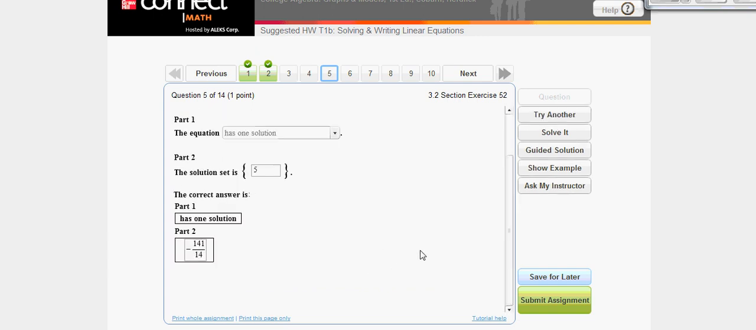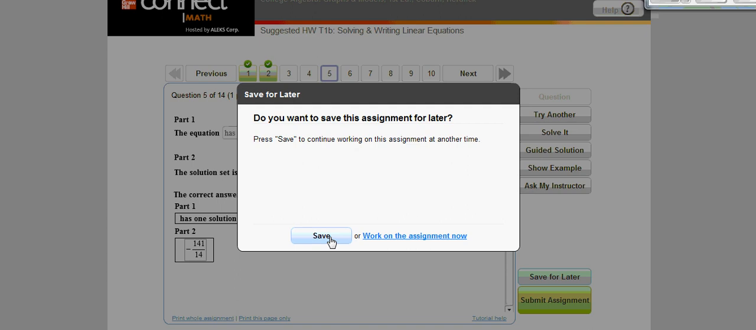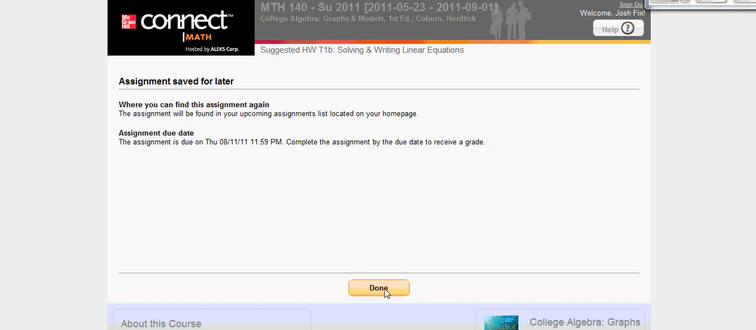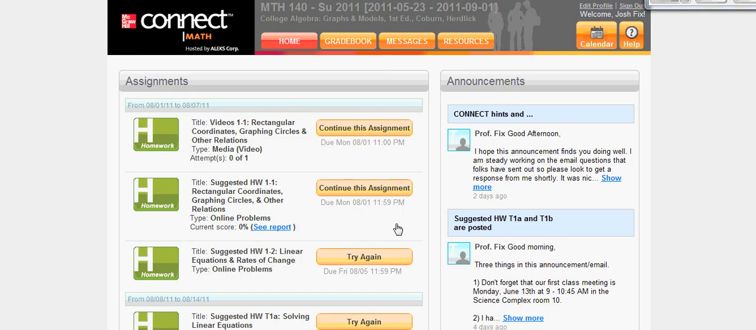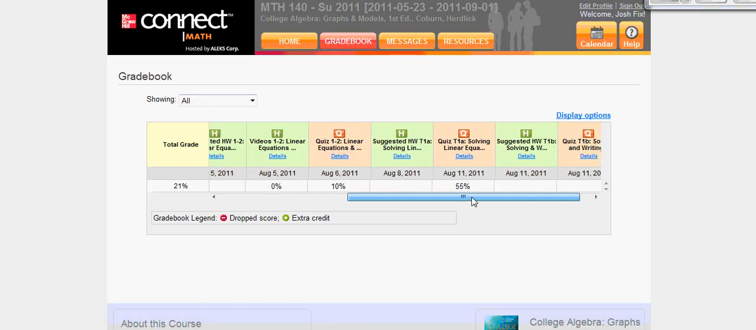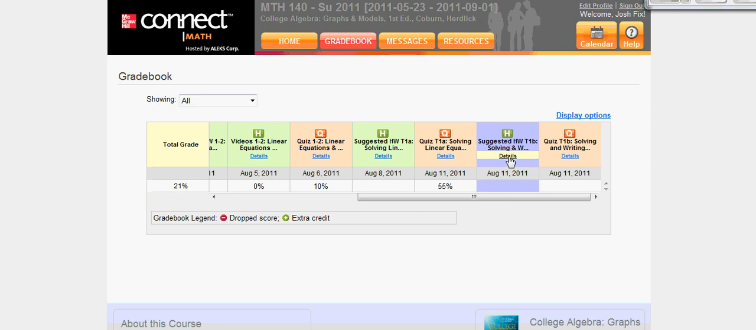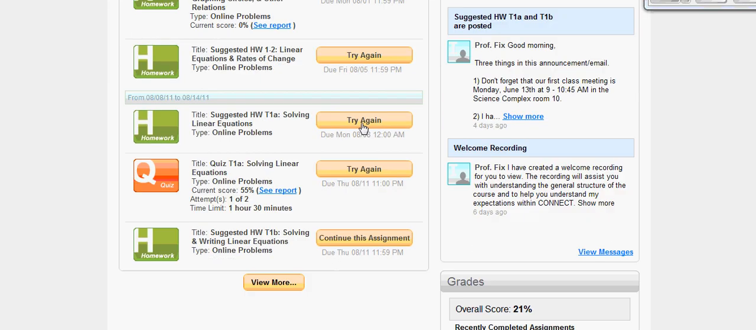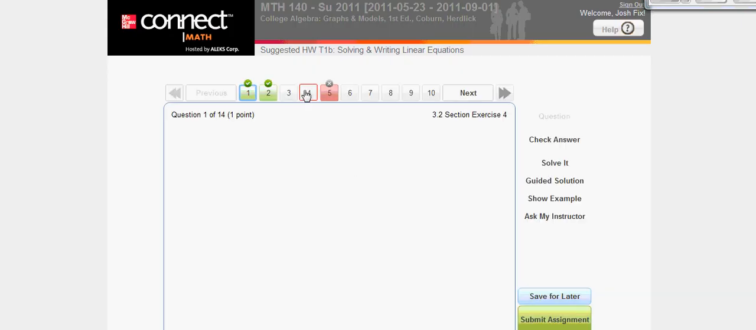Okay, so now what I want you to see is that when I click, I can either save the assignment for later. But if I save it for later, I want to show you what happens here. If I go to my grade book and I scroll across, you'll notice here that because I saved it, it doesn't show up. I can't actually go back and look at the assignment anymore. However, if I was to go in and continue the assignment, then I can pick up wherever I left off.